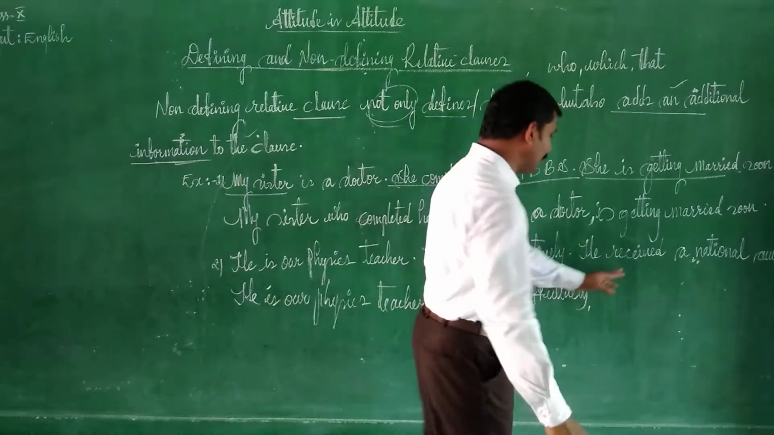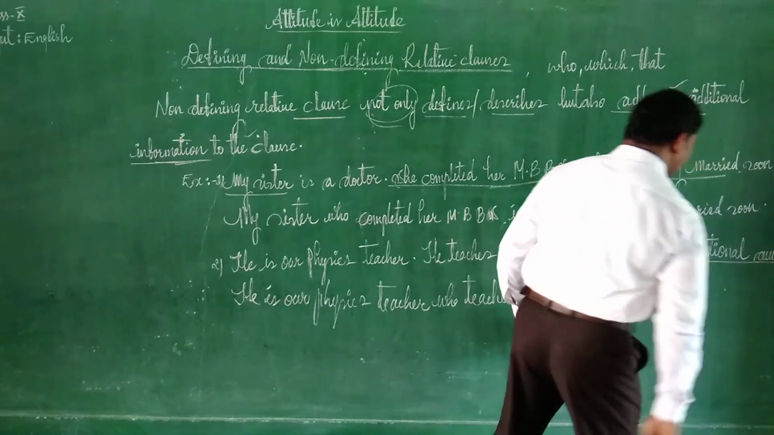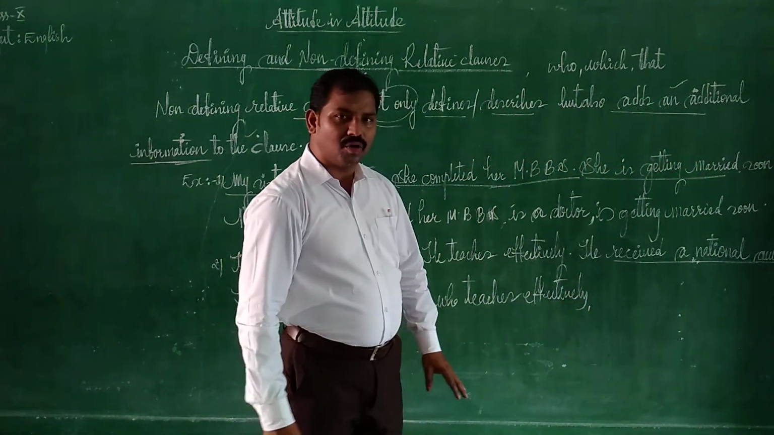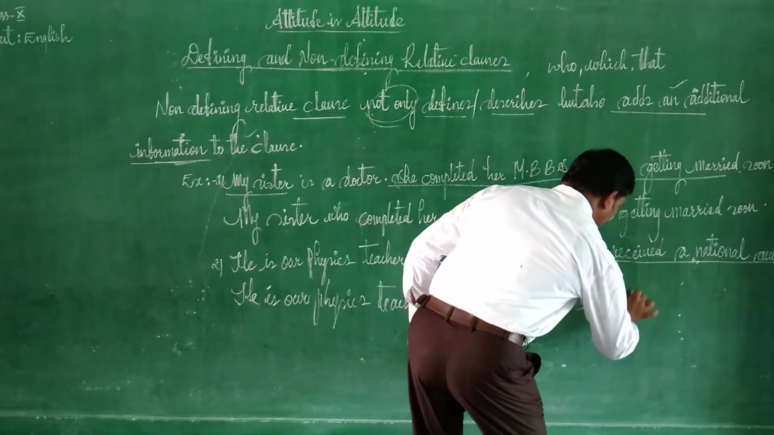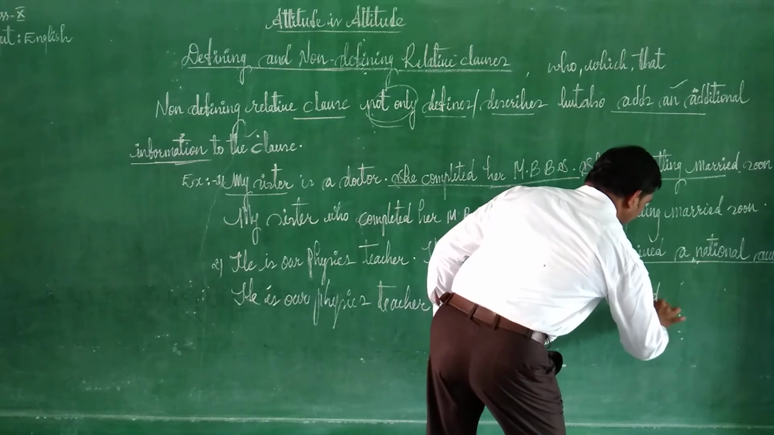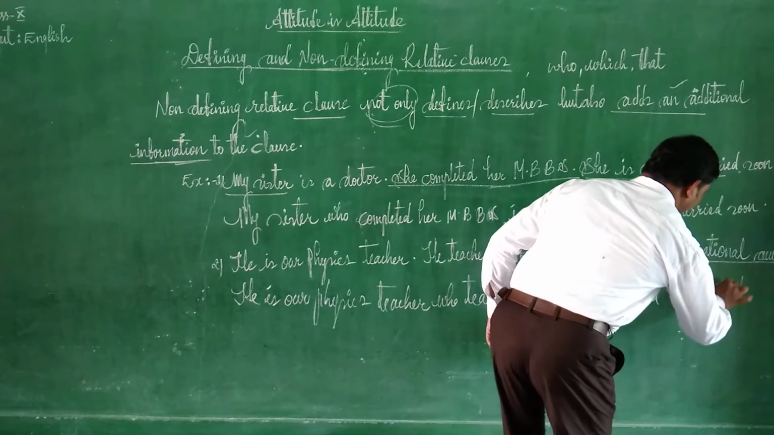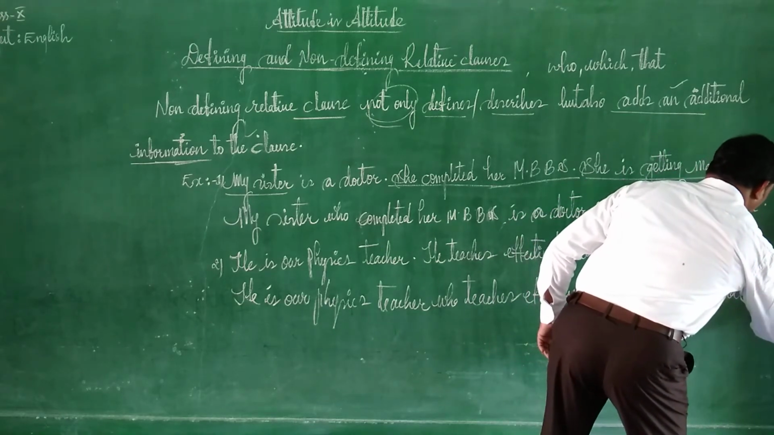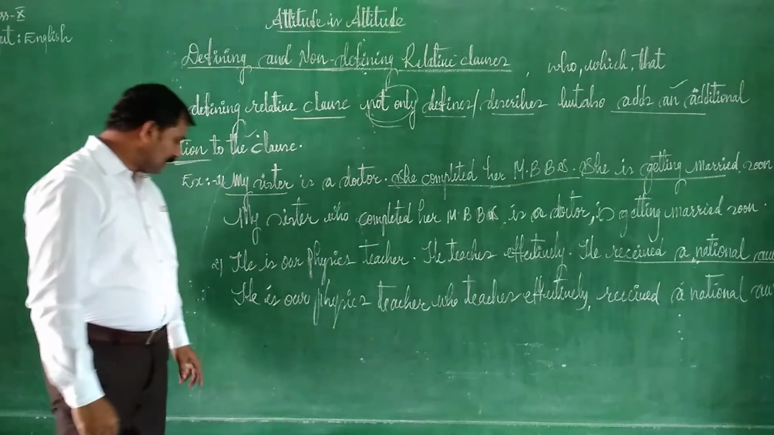And the additional information, whatever we have, is something called received a national award. You can write it down by using a comma before it. So you write it now: received a national award.